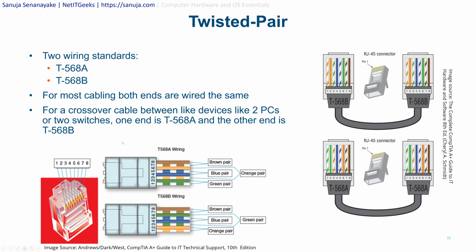For a crossover cable between like devices, like two PCs or two switches, one end is T568A and the other is T568B. That way you get the crossover connection that you need. But again, I want to highlight something. With things like Cisco switches in modern day, you can use a straight through cable, a patch cable, to connect two switches, and it will automatically reconfigure the way it communicates, and you'll be fine connecting those two switches, no problem. But this is something you need to know for your A+ certification exams, because there are situations where you must use a crossover cable to connect between like devices. So keep that in mind.